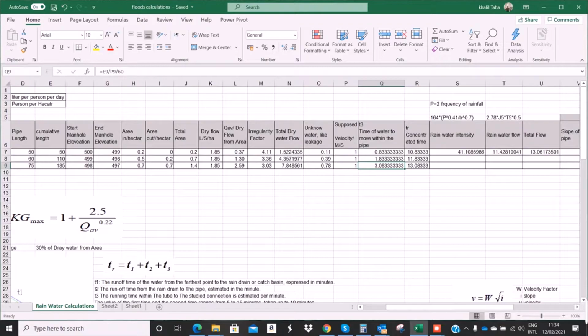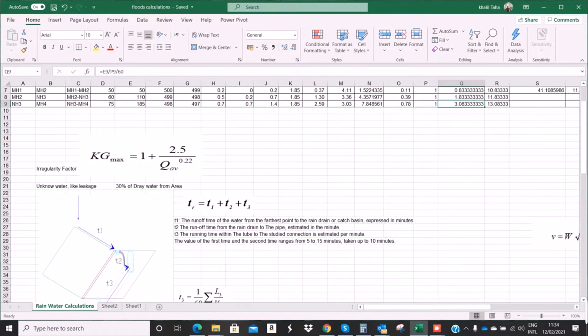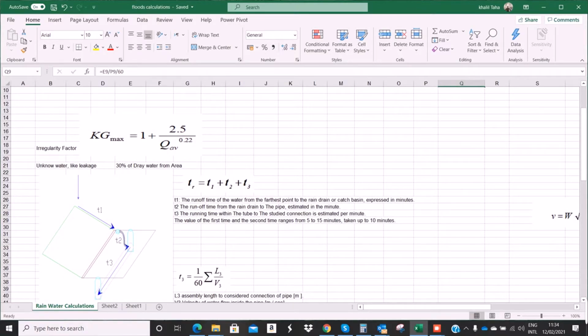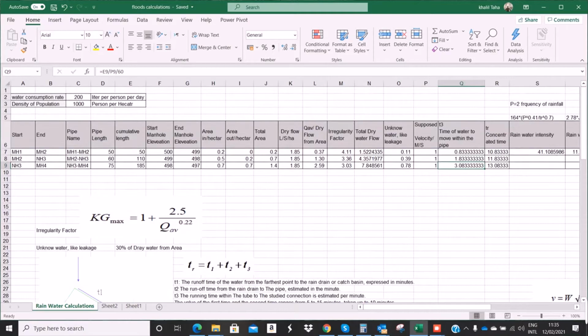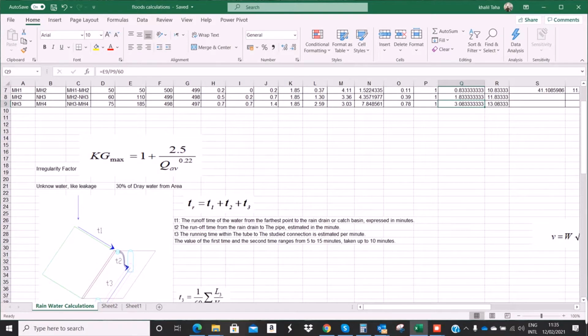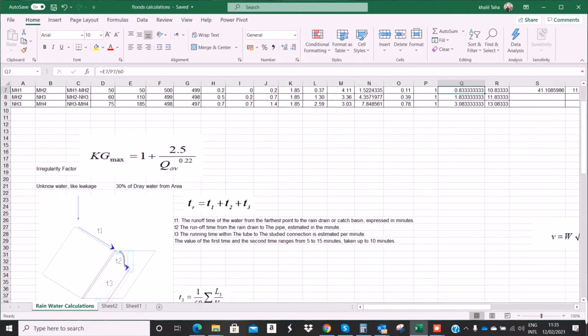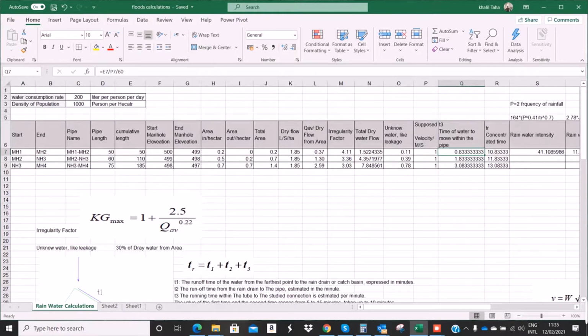Now, how can we calculate TR? From the experience, or from the reference I'm working on, they assume the time 1 plus time 2 will be between 5 to 15 minutes. And I will take here 10 minutes in my example. So T1, the time needed for the rainwater to reach the first catch basin, plus the time needed from the catch basin to the first manhole, I will assume is about 10 minutes. Now, to calculate TR, it is T1 plus T2 plus T3. T3 we calculated already here. And we assume T1 plus T2 is 10 minutes. So TR, or concentrated time, will be like this. You see, this is the TR.